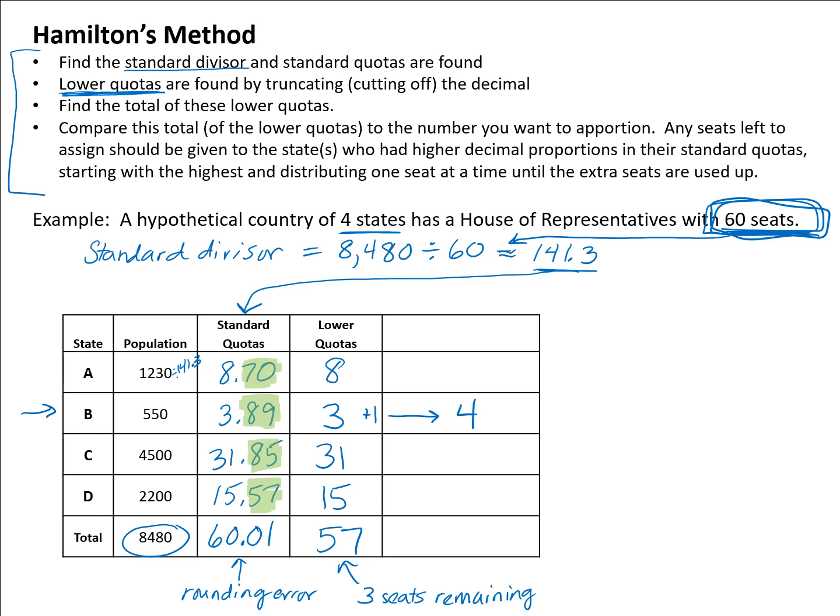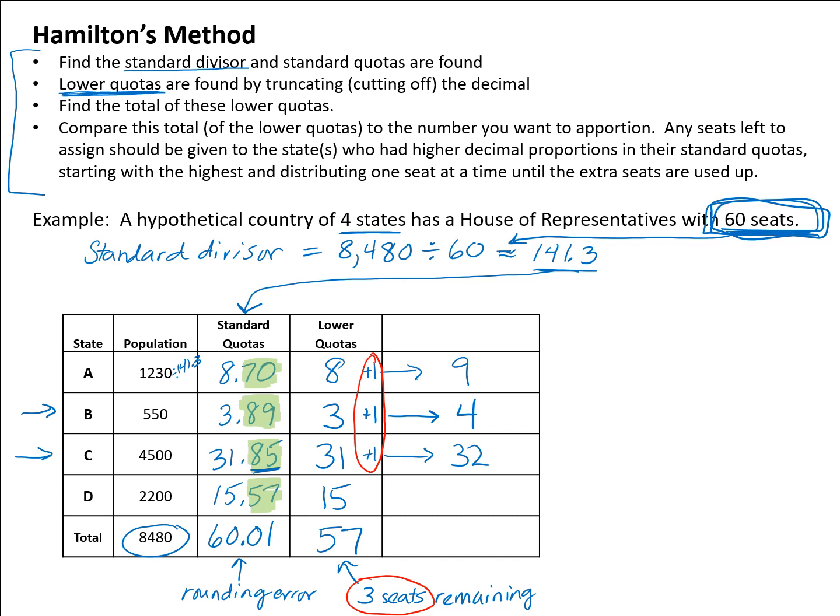So the next highest decimal would be state C with 85. So we give them an extra seat. So they get 32 seats. And then the next highest, between state D, which had 57, and state A, which had 70, we would give state A with the higher decimal the next seat. And now all three of the extra seats have been accounted for.